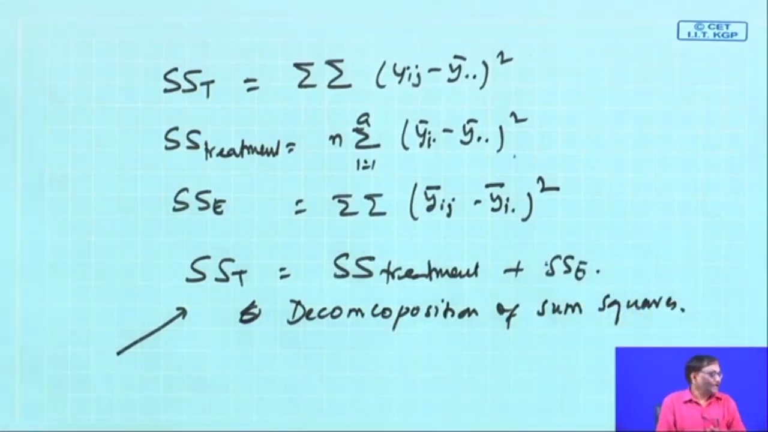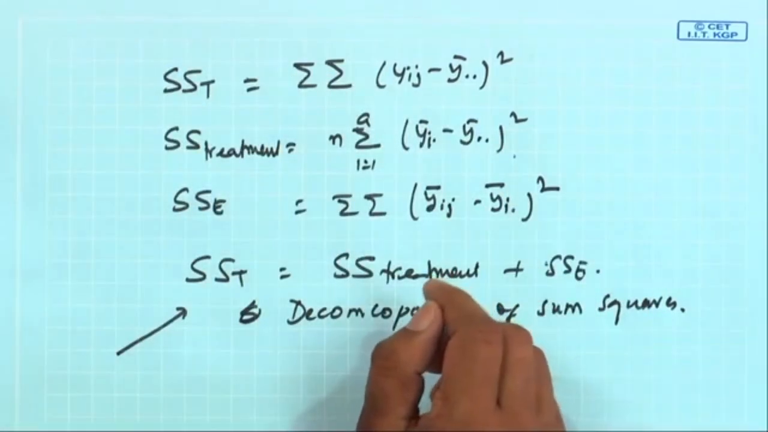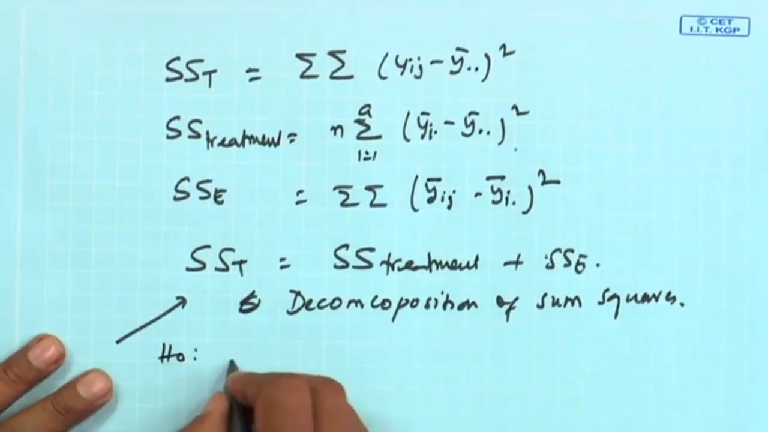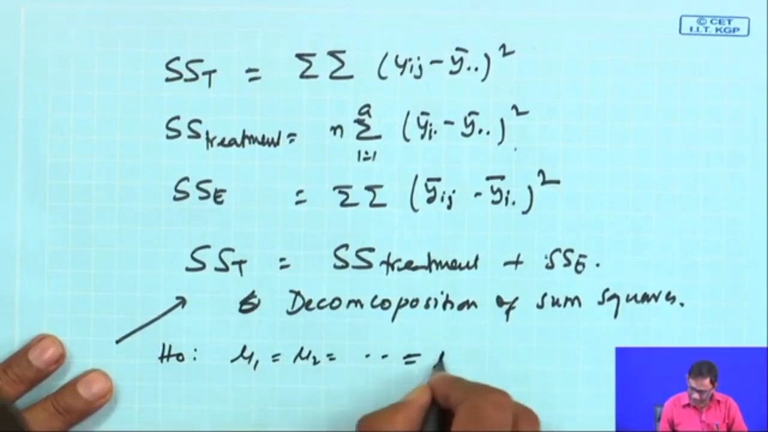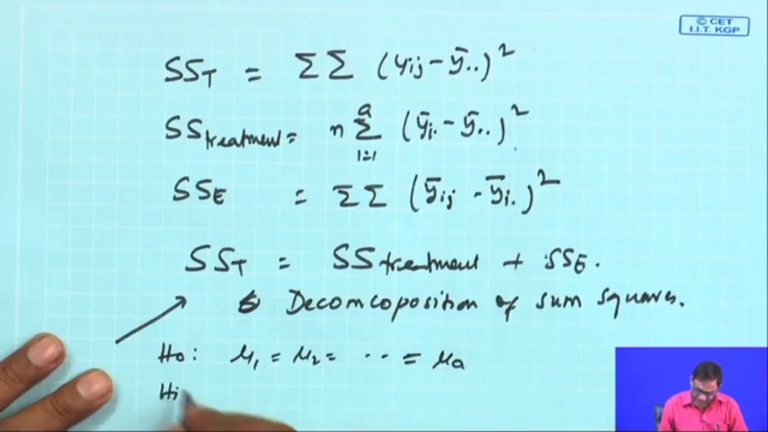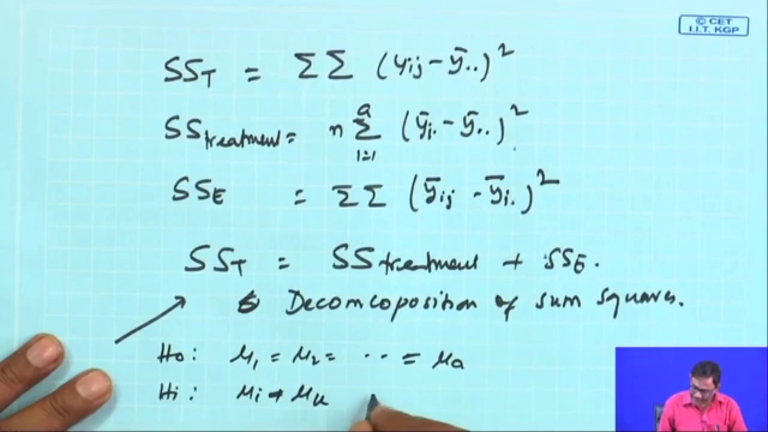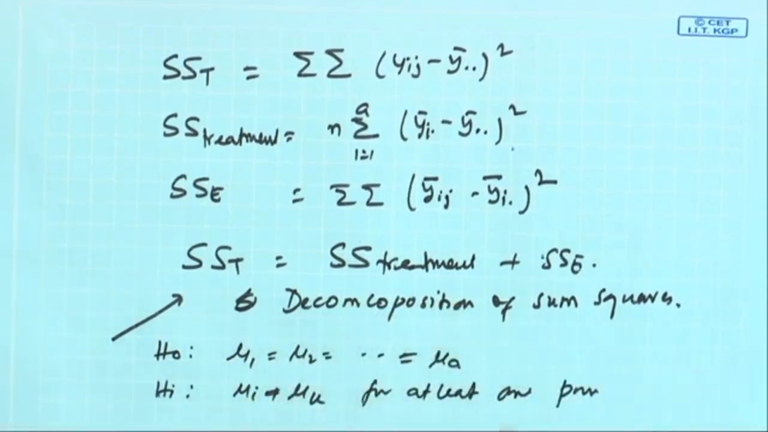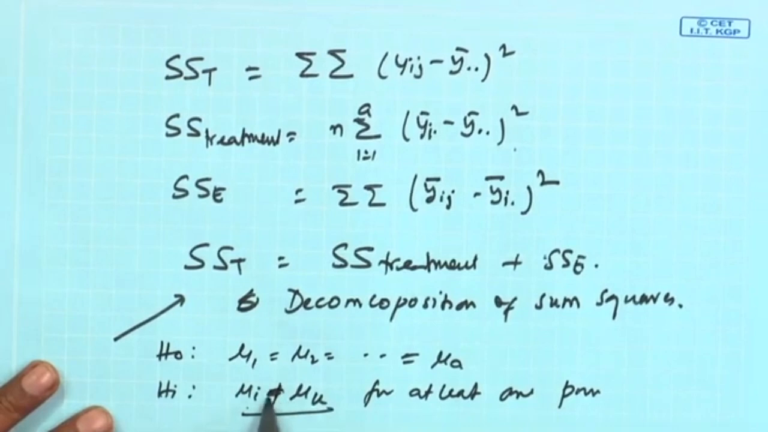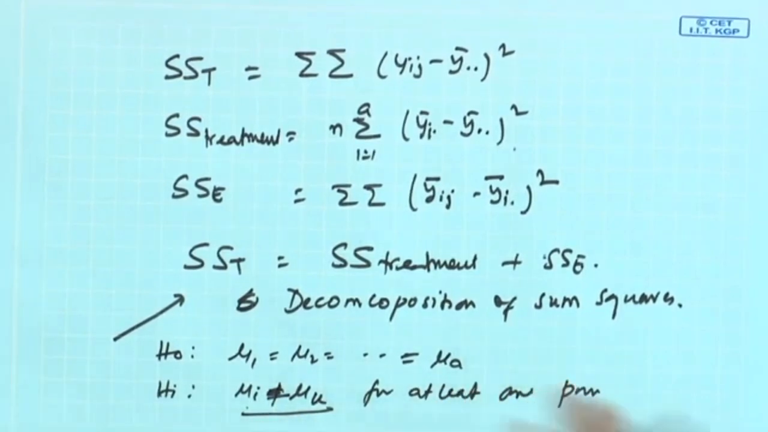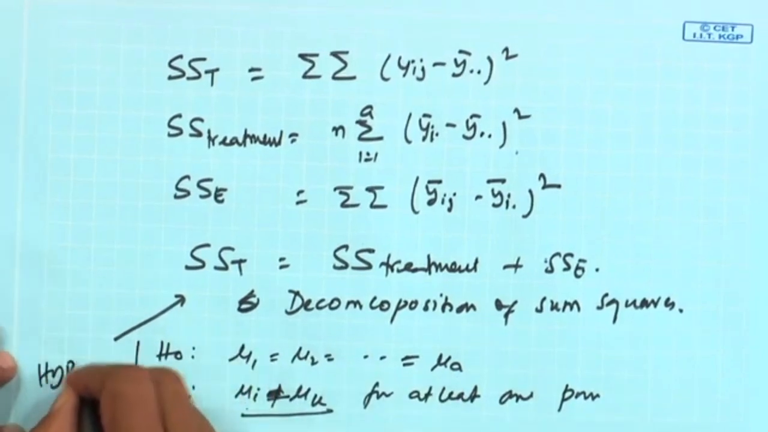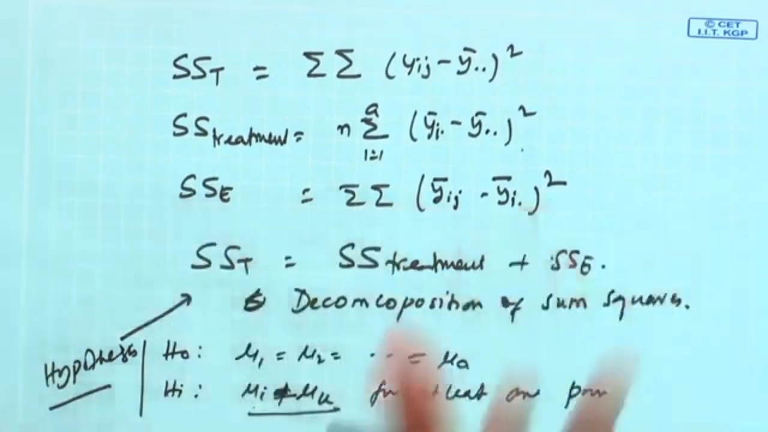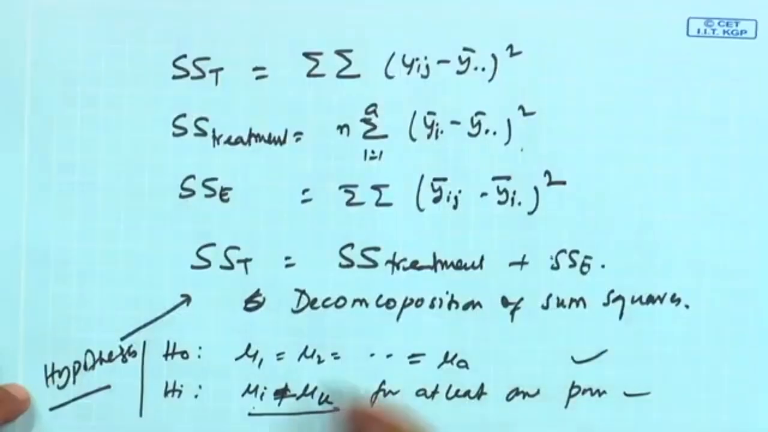We will see one example here. Ultimately in ANOVA, as I told you, we test the null hypothesis that mu1 equal to mu2 equal to mu a, and the alternate hypothesis is mu i not equal to mu k for at least one pair. For at least one pair, there is a difference. What are the hypotheses? The null hypothesis is all means are equal. The alternate hypothesis is at least one pair is not equal. So, that is H0 and H1 here.